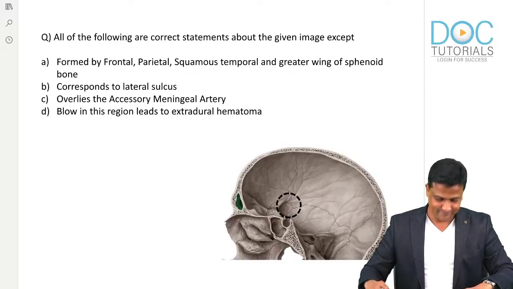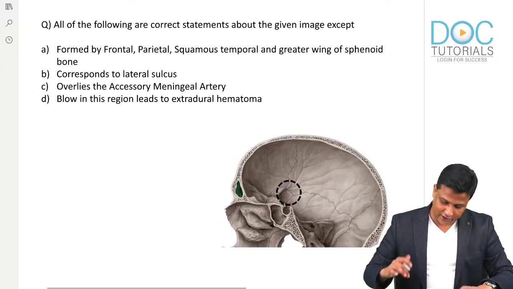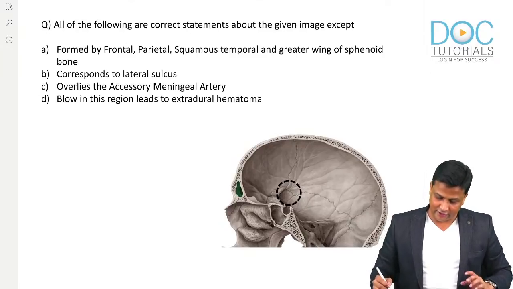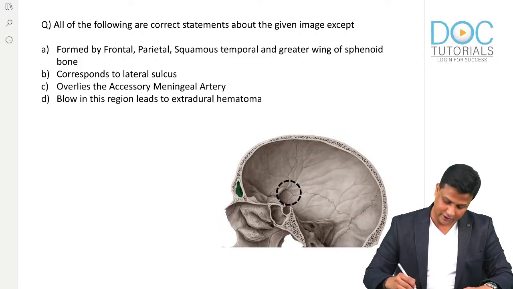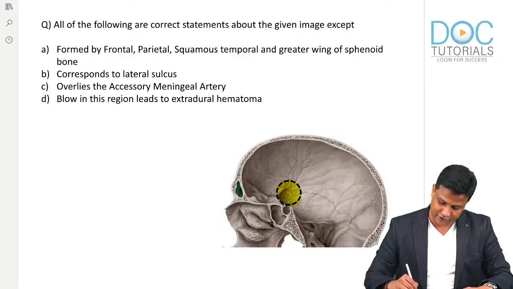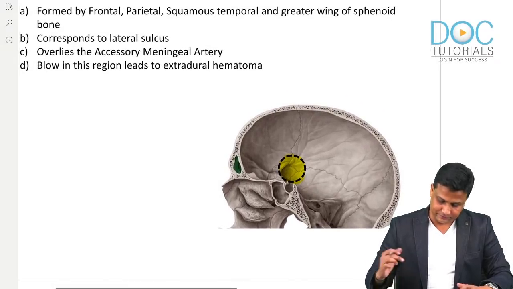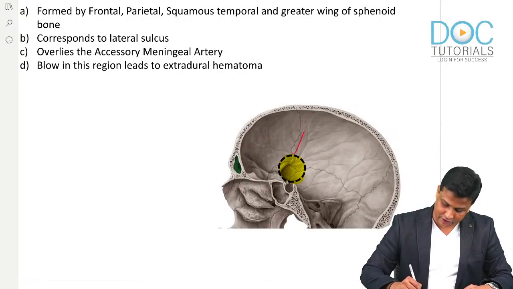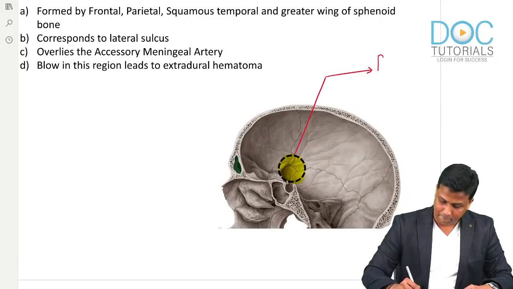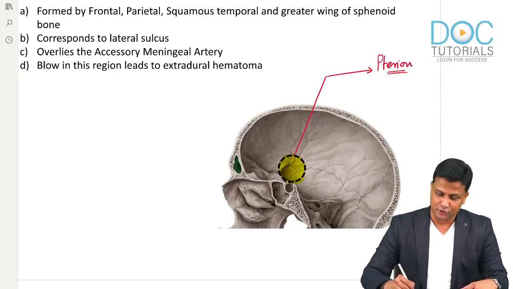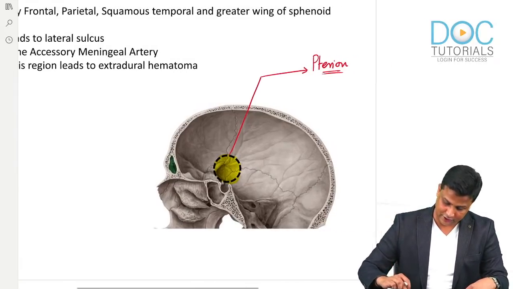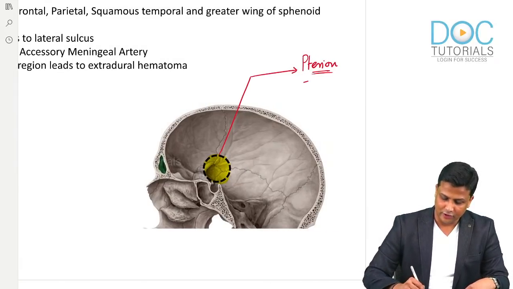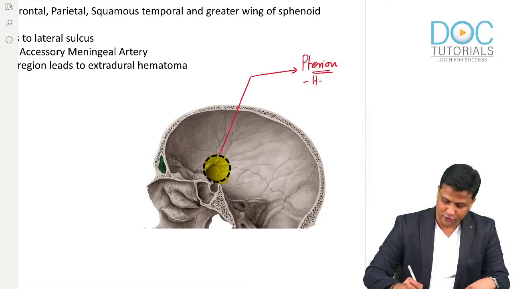All of the following are correct statements about the given image, except what? First of all, in this given image, try to identify the highlighted structure. That is nothing but Pterion. That highlighted structure is actually referred to as Pterion. Fine, let me just write it here. This is Pterion. Now, it is actually an H-shaped suture, guys. Pterion is actually the H-shaped suture.